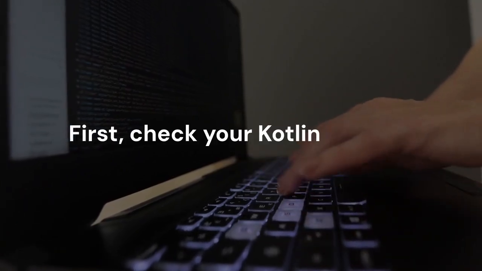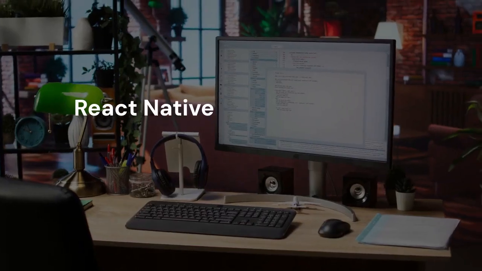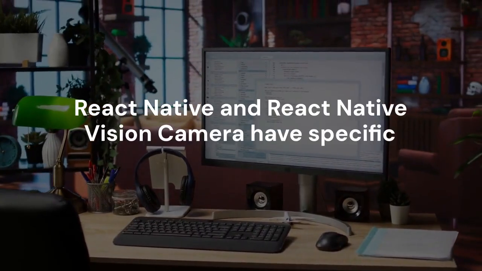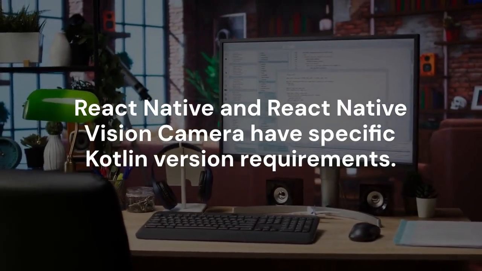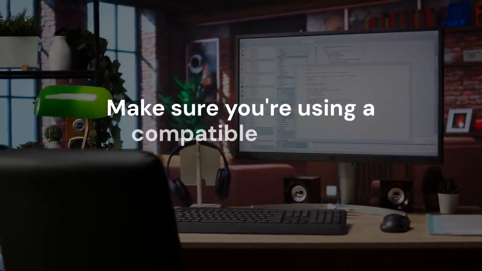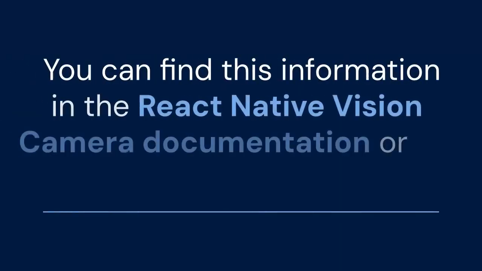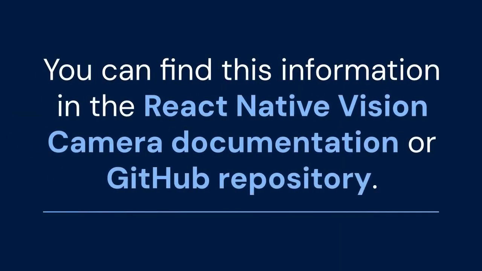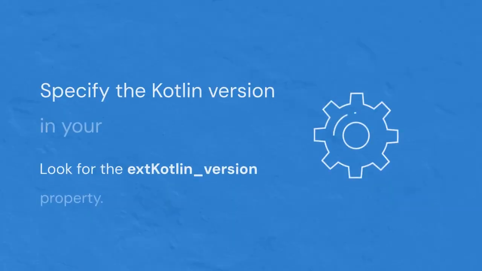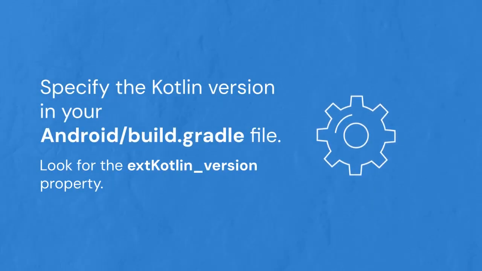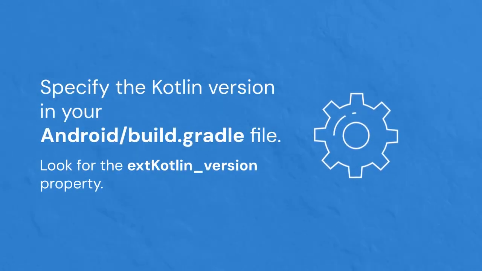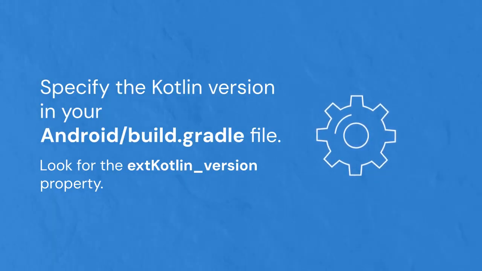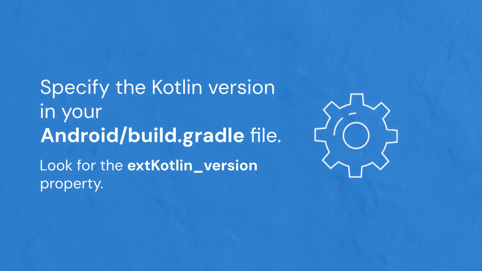First, check your Kotlin version. React Native and React Native Vision Camera have specific Kotlin version requirements. Make sure you're using a compatible version. You can find this information in the React Native Vision Camera documentation or GitHub repository. Typically, you can specify the Kotlin version in your android/build.gradle file. Look for the ext kotlin_version property. Ensure it aligns with the library's recommended version.